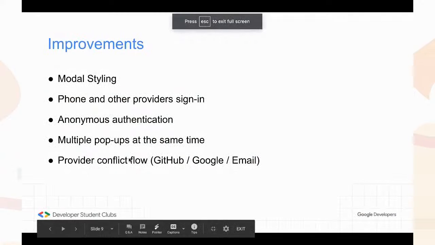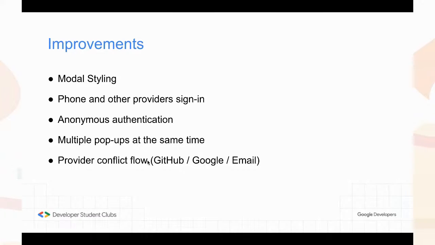We've seen the provider conflict flow. So when we logged in with Google and then logged in with GitHub again, you saw that error message. That's not ideal. This should not just show a blank error message to the user. You want to prompt the user to sign in with the provider they signed in with previously. I think this is an obvious improvement that could be done.